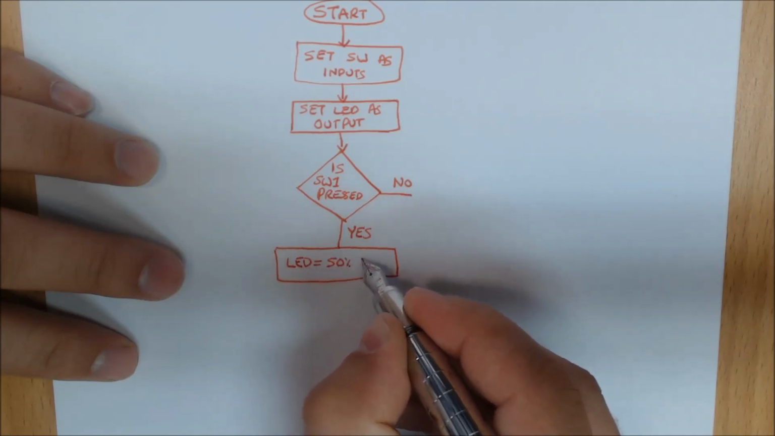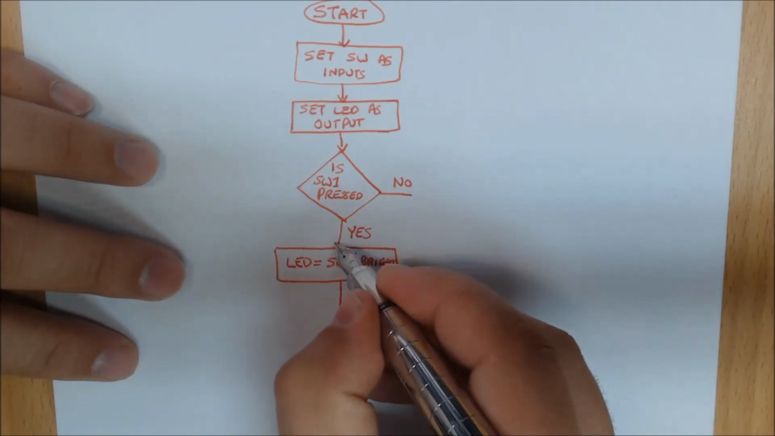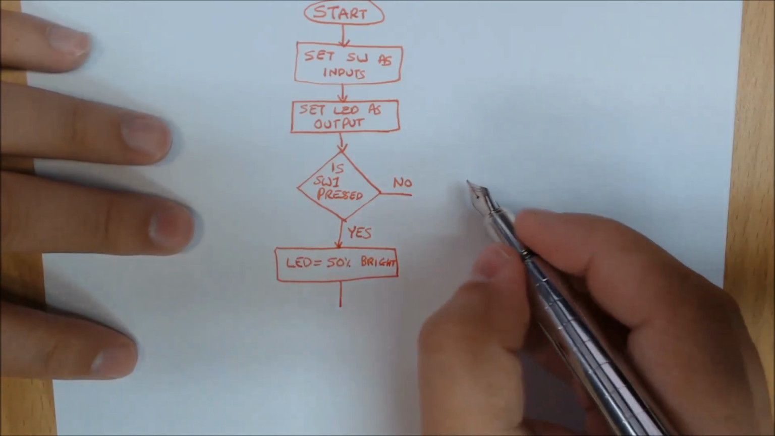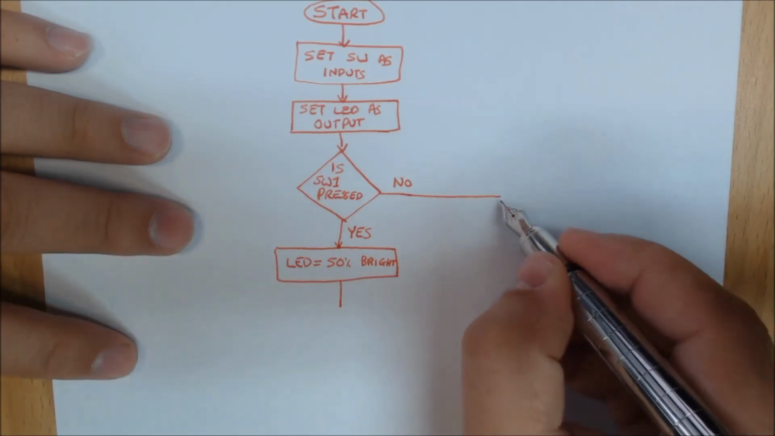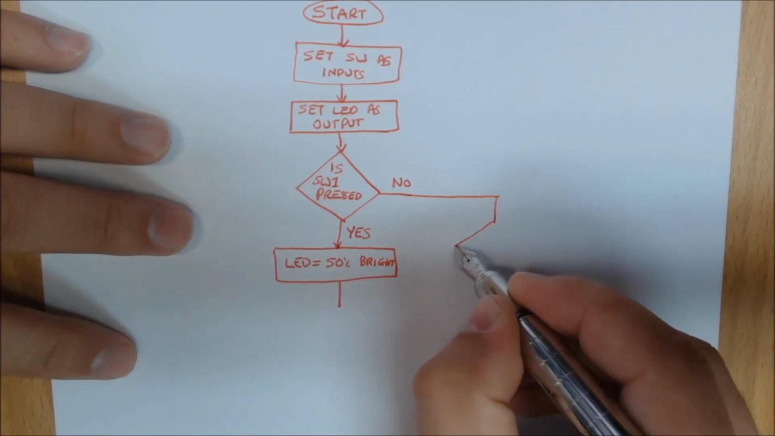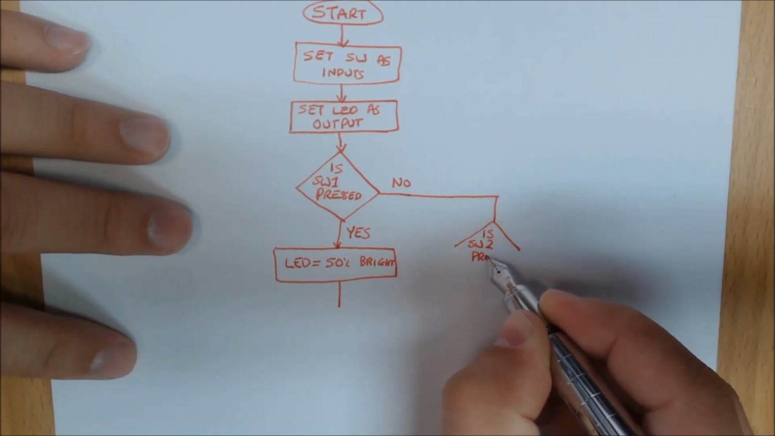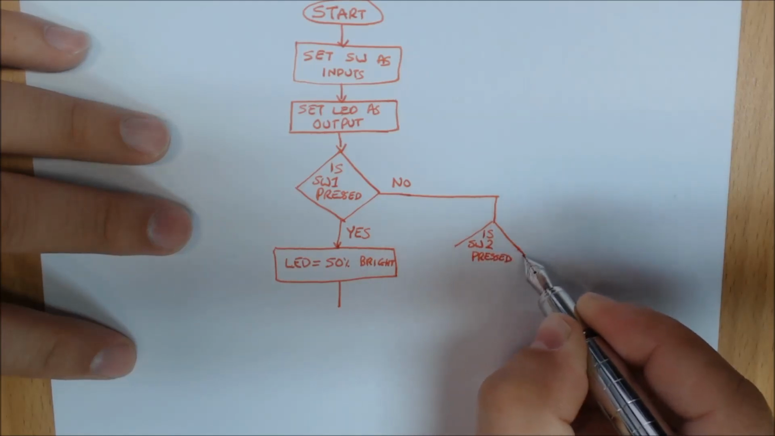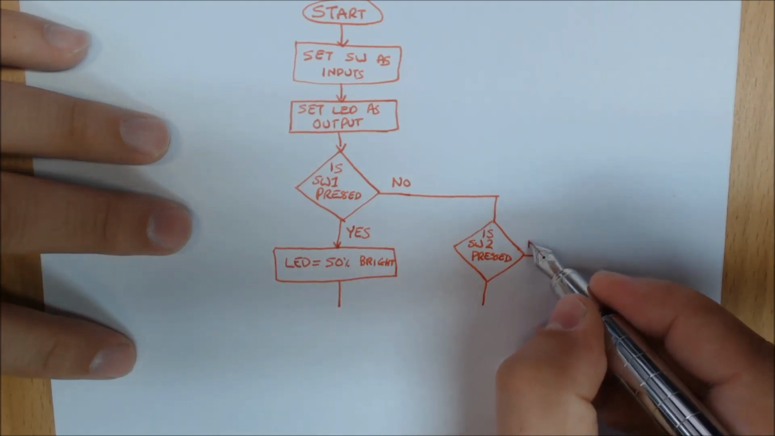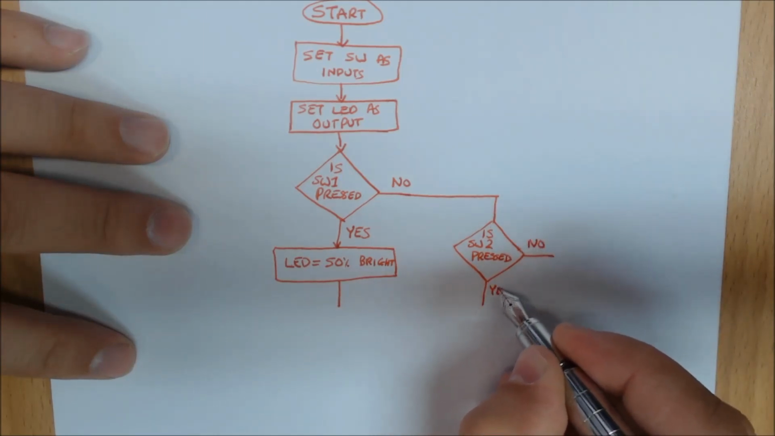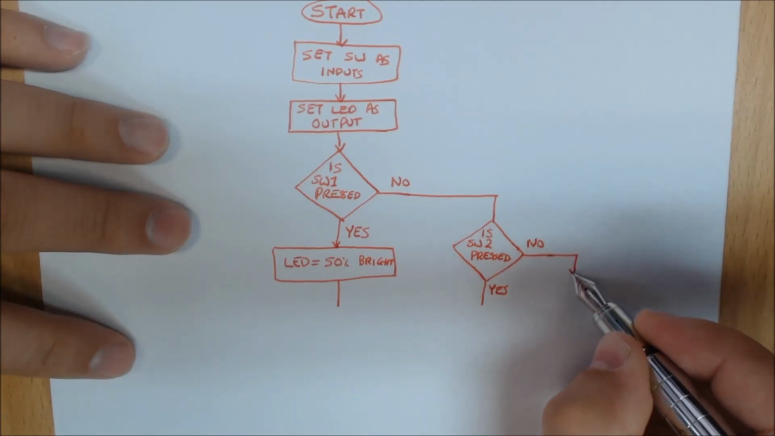So that one was very easy. Then we'll check if switch 1 is not pressed. If it's not pressed, then we need to check switch 2 and do something based on whether that's pressed or not. So we do the same thing. Is switch 2 pressed? Now if we say switch 2's not pressed, well then the LED is 95% bright according to our brief.